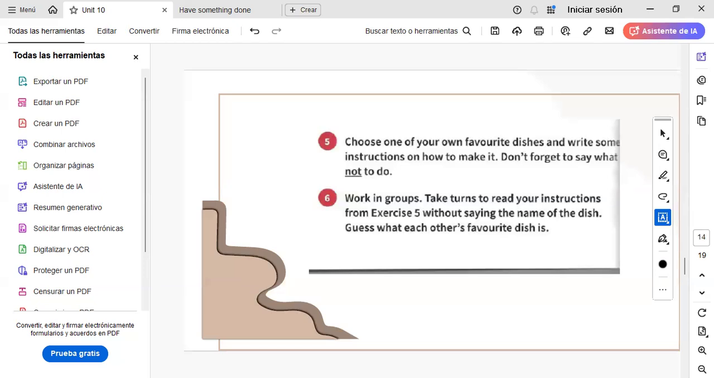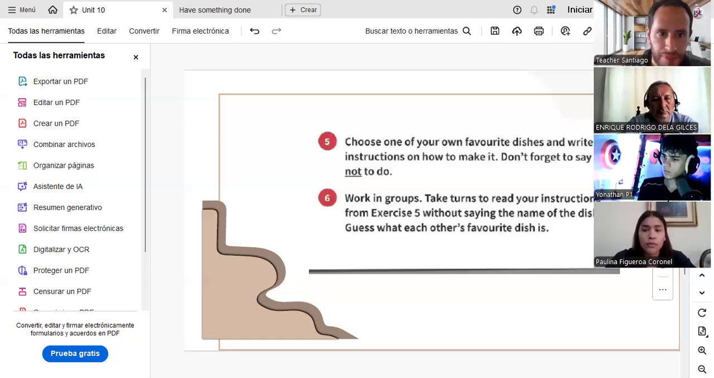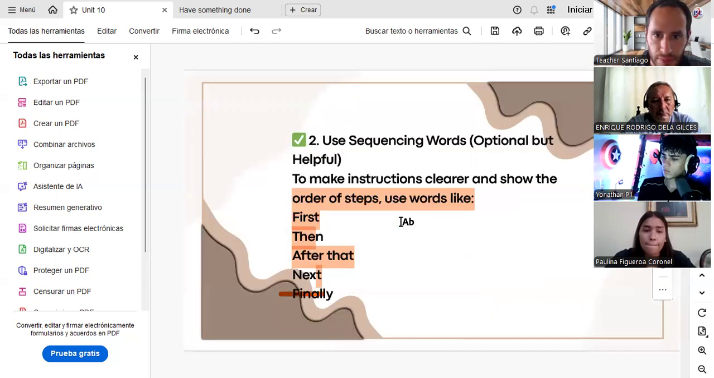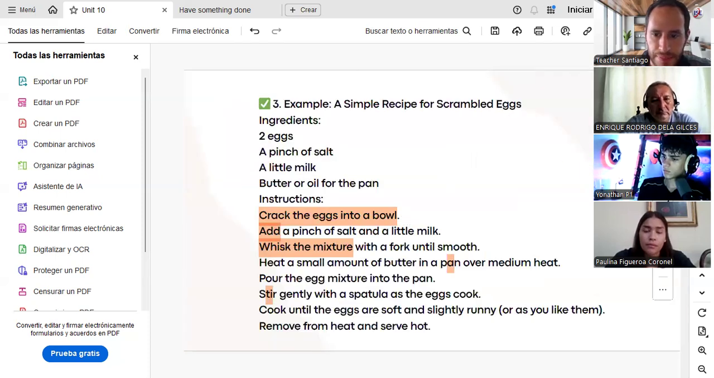Would you like to see an example for the presentation? This is the example, right?